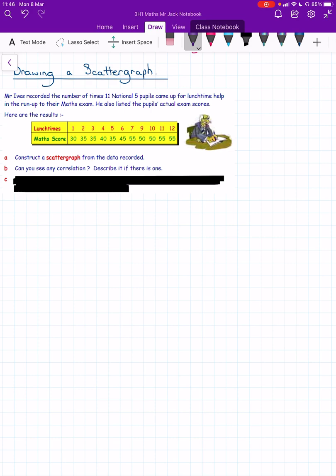In this question we're going to focus on how to draw a scattergraph, which is something you've possibly done before, but we're going to cover it again. If you've done it before and done it in science, that's great. I'm sure you'll find this pretty straightforward this week.